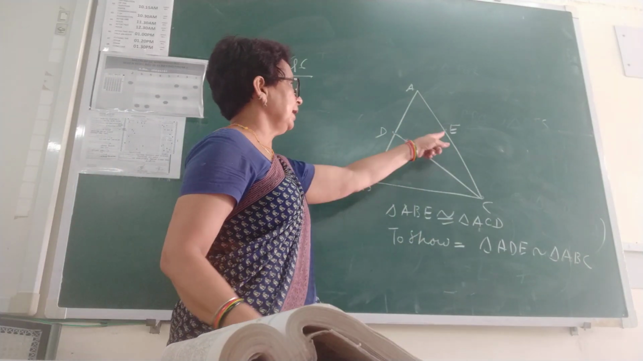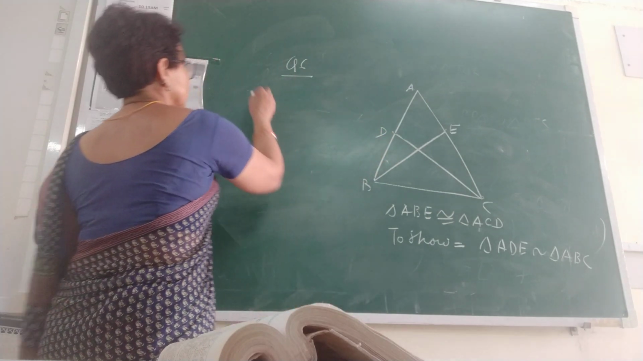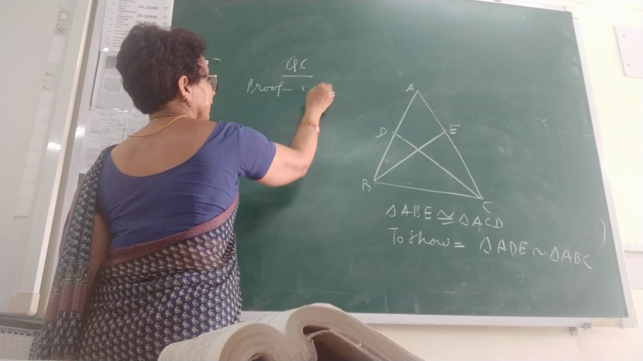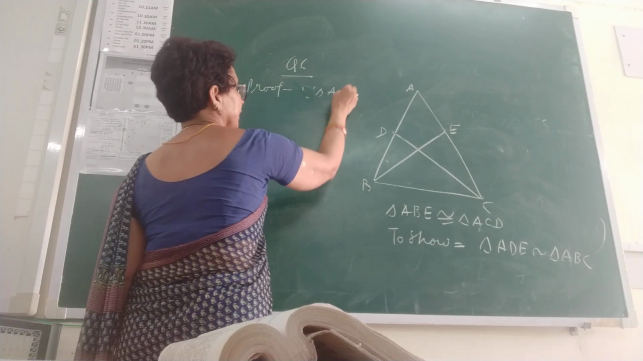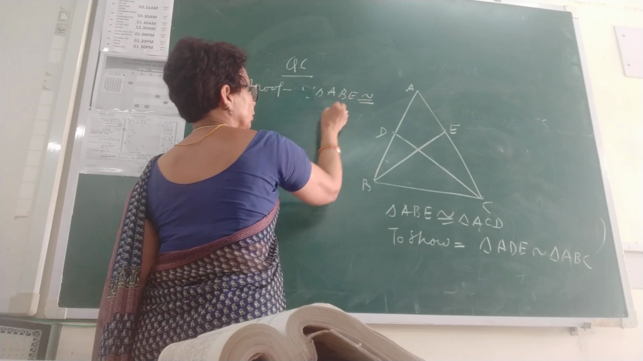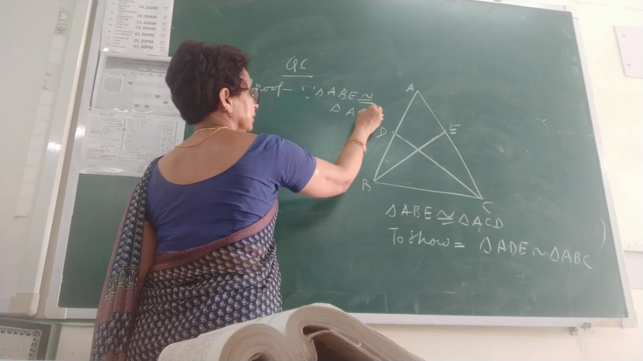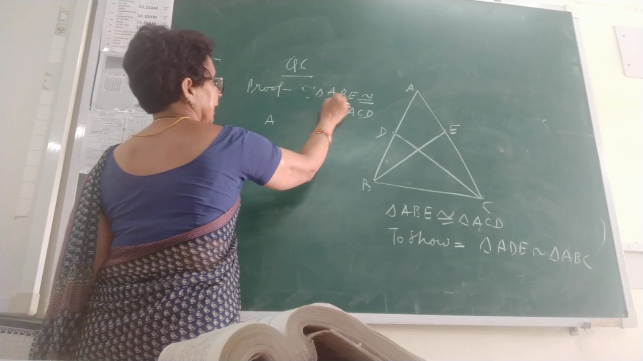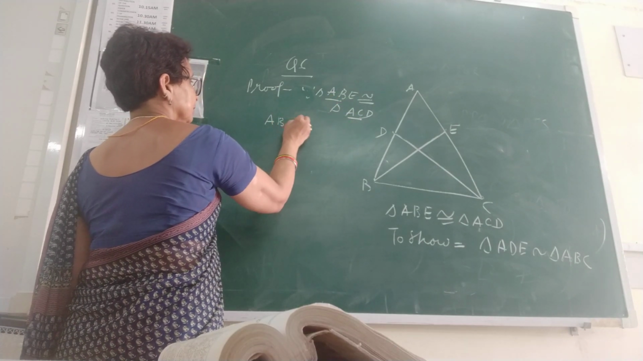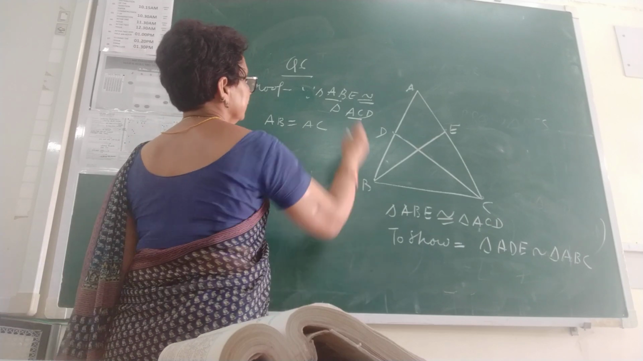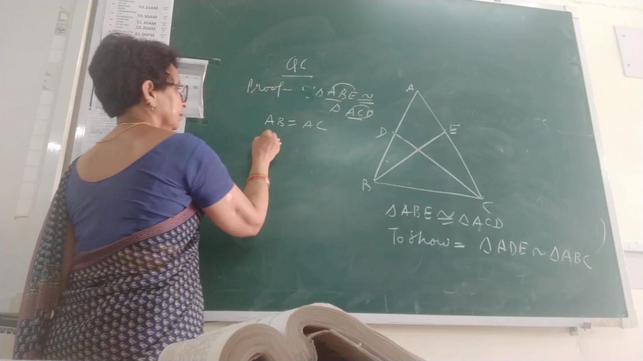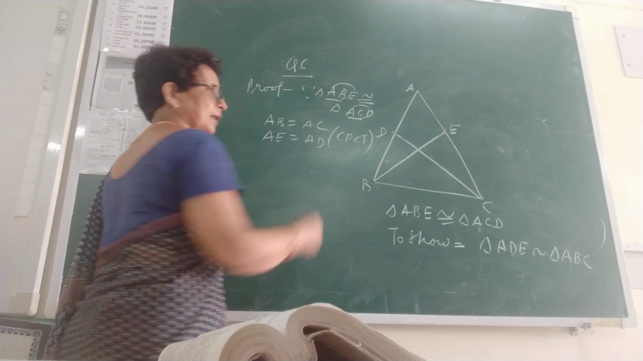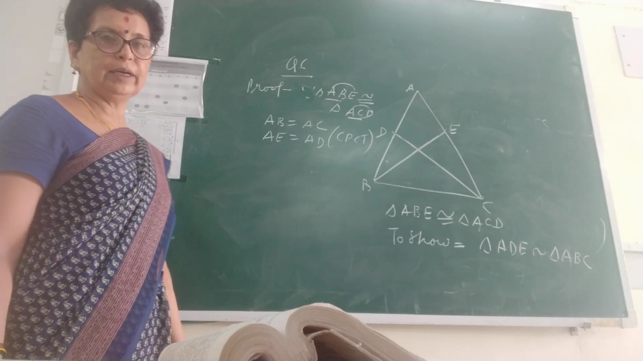Triangle ABE is congruent to triangle ACD. So what is the proof here? Since triangle ABE is congruent to triangle ACD, therefore their corresponding parts are equal. Therefore, AB is equal to AC and AE is equal to AD, by CPCT, corresponding parts of congruent triangles.